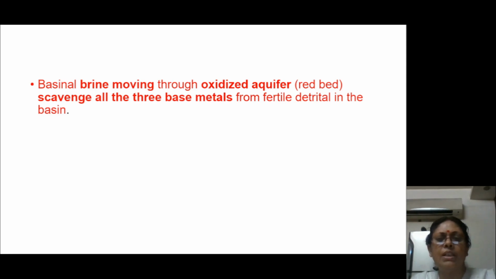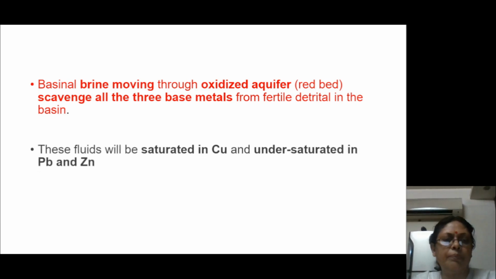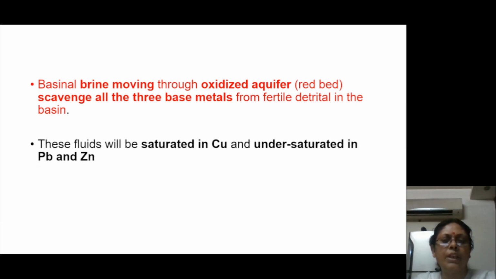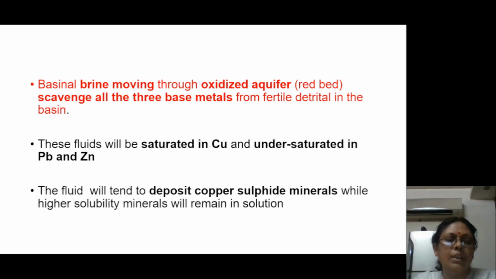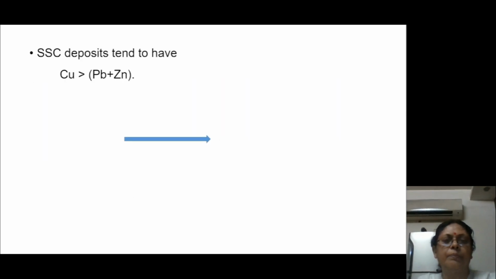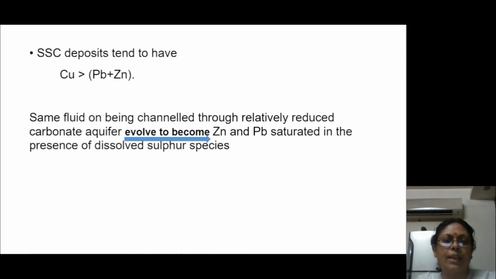What are the three base metals? Copper, lead, zinc, from fertile detritus in the basin. These fluids will be saturated in copper and undersaturated in lead and zinc. The fluid will tend to deposit copper sulfide minerals because it gets saturated in copper much earlier, while higher solubility minerals, that is lead and zinc, will remain in solution and can move further ahead. SSC deposits tend to have more copper and less lead and zinc.